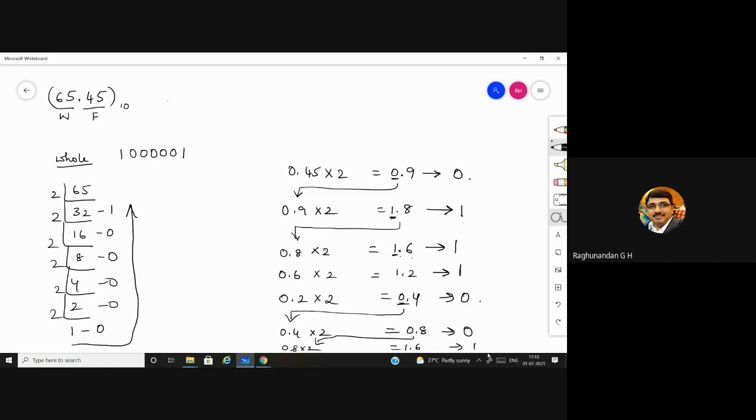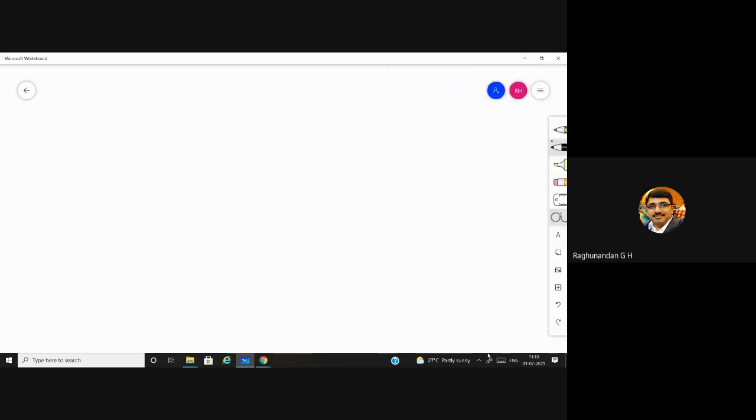So now you need to take from top to bottom sequence. So 0.01110001 to the base 2. So this is how we are going to convert from the decimal to binary number system.